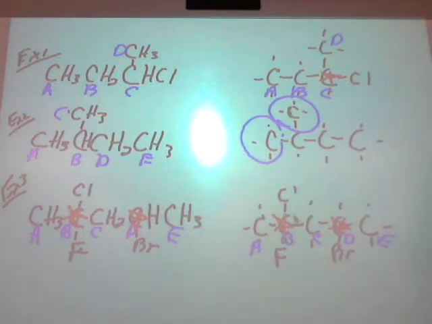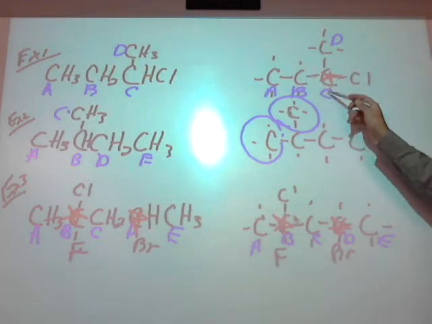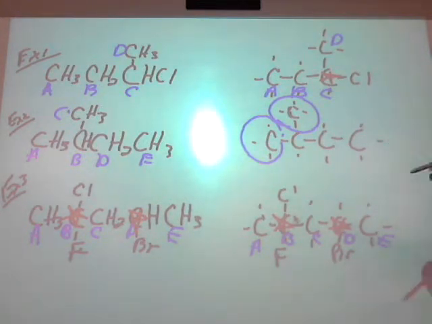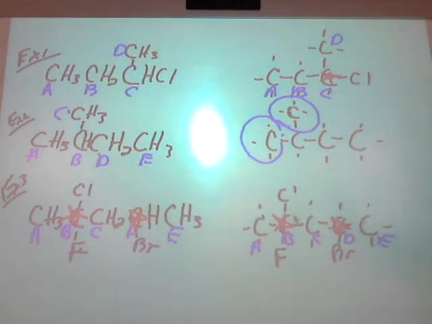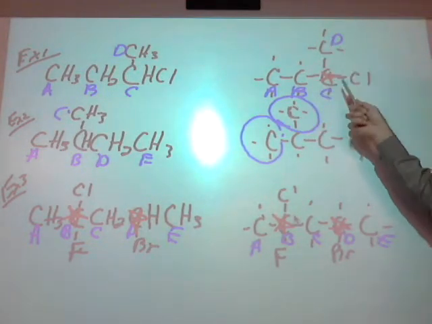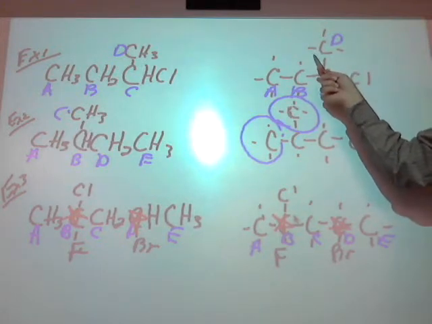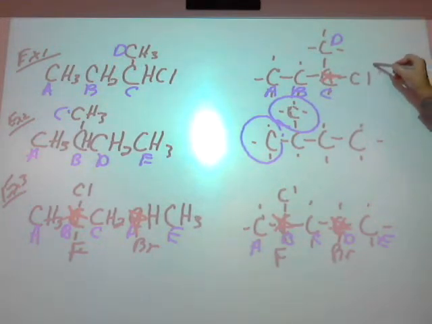Who's got the highest atomic mass of the things he's bound to? Chlorine, carbon, carbon, or H? Chlorine. Now, some of you might be saying, well, what if I added up all of these guys? No, you don't do that. You only go by the next atom he's bound to. So chlorine beats out carbon. He gets number 1. Okay?